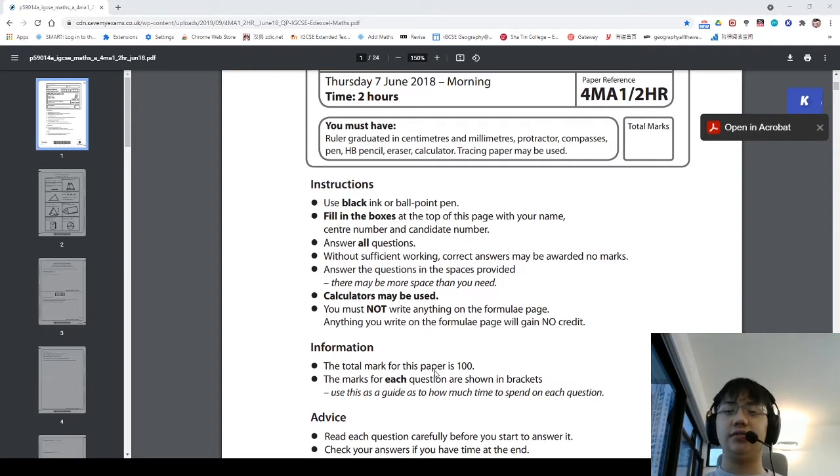So this is the last paper for Pearson Edexcel IGCSE Higher Maths that uses the current spec. So I wouldn't be covering any more Edexcel IGCSE maths papers after this one. But anyways, let's get started, shall we?